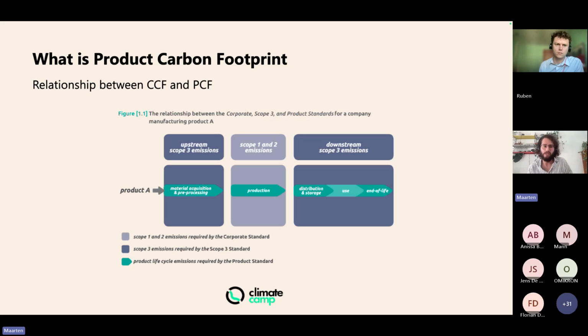This is an image straight from the GHG protocol, where you can see all the emissions related to your upstream activities, your direct emissions from scope 1 and 2, as well as your downstream scope 3 emissions. If you then look at the green bar, this is what one product represents among your entire corporate carbon footprint. So the PCF represents all the emissions generated from one product. The fewer products you have, the closer your PCF will come to your corporate carbon footprint.